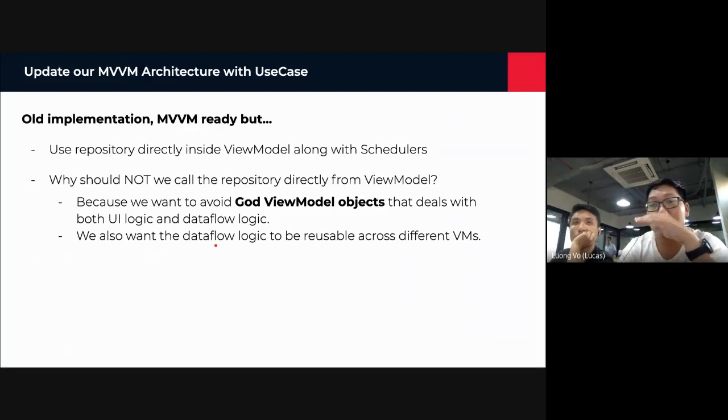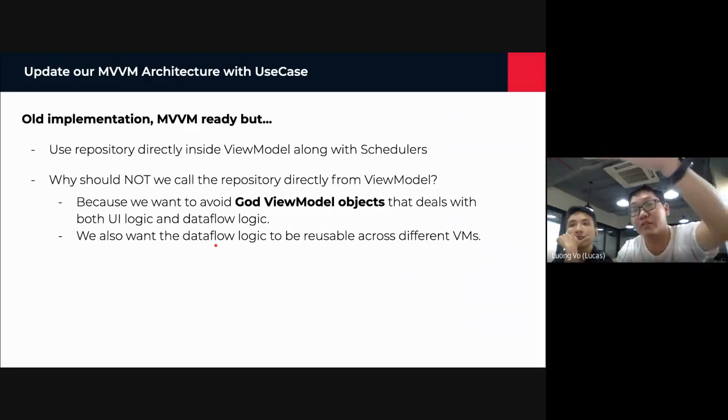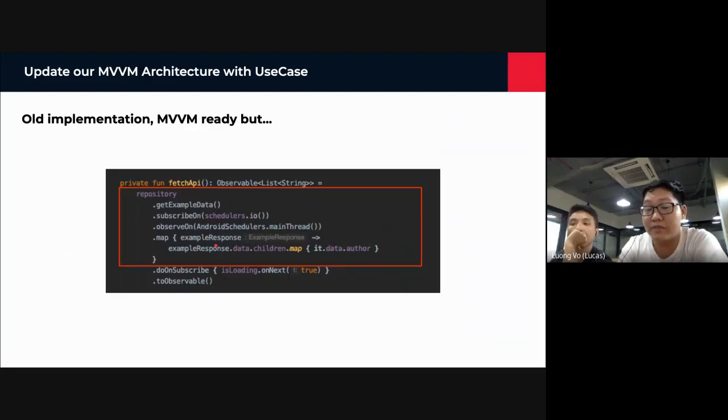So why should we not call the repository directly in the view model? Because it will contain a lot of operations in the view model to interact with the repository to receive or to submit the data. And we want the data flow logic to be reusable between view models. So for example, we have two view models. We want to get the user profile in both, and we have to duplicate the code between view models to interact with the user repository to get and to save the user profile. So yeah, this is an example of our implementation.